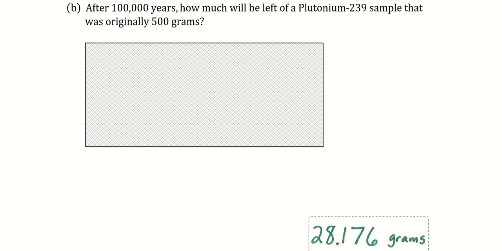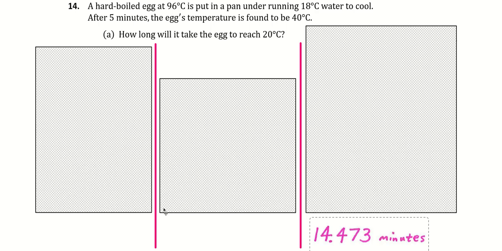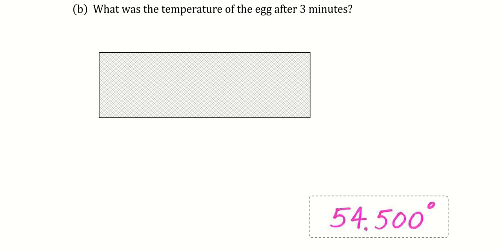After 100,000 years, I guess you just have to plug in 100,000 for T and 500 if that was the original amount. Now just crunch all that, and that one's kind of easy. Should get 28.176 grams. And the last question for the sample test.